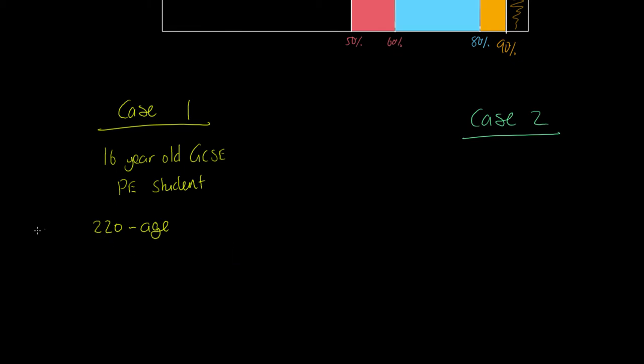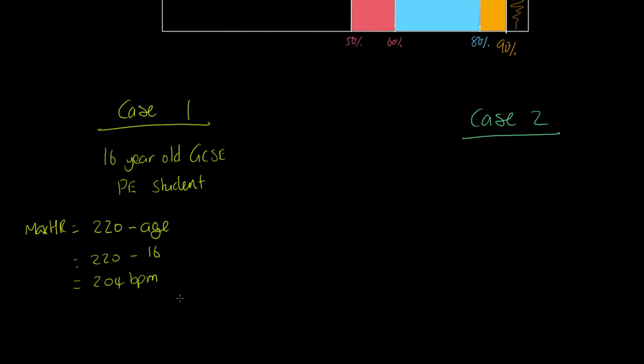But anyway, maximum heart rate, let's be clear about that. Max heart rate equals, for this person, 220 minus age. So therefore, it's 220 minus 16, which is 204 beats per minute. So we know that max heart rate for this person is 204 beats per minute.